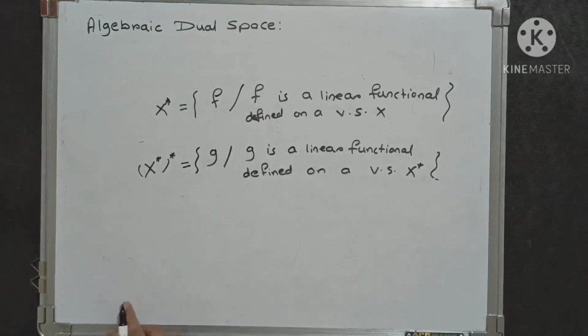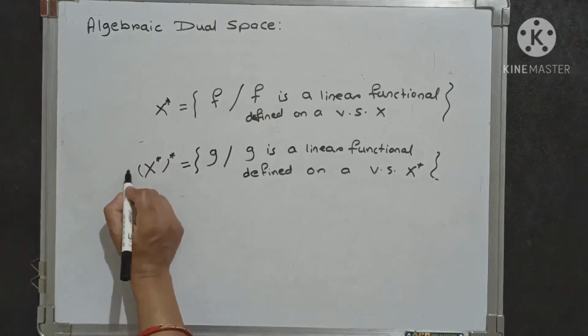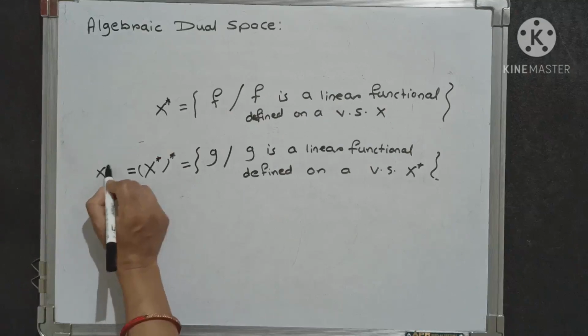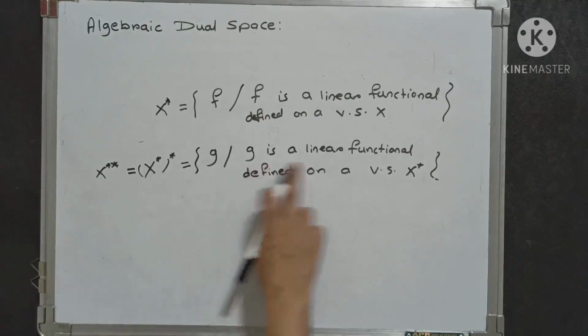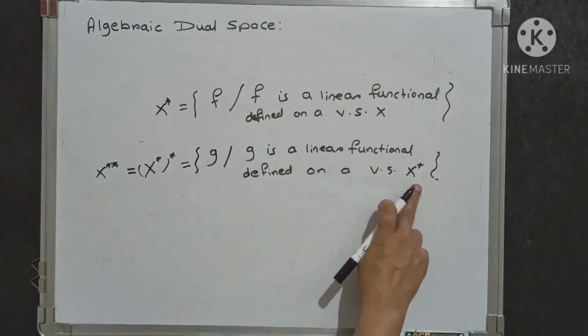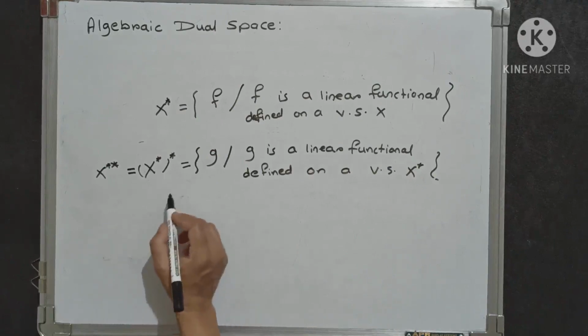Again here, X star of X star equals X double star. X double star is the set of all the linear functionals defined on the vector space X star. Now we define the relation like this.